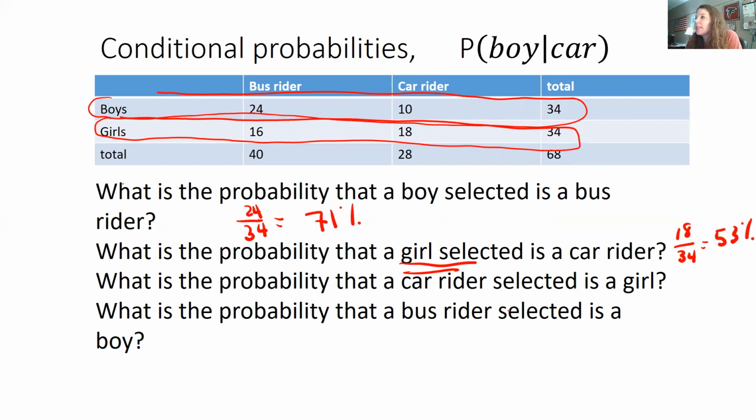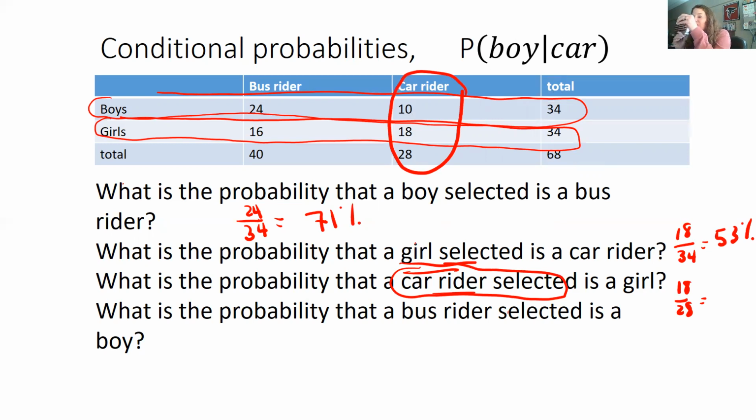What is the probability that a car rider selected is a girl? So we're only talking about car riders this time. Only car riders, so we're only talking about 28 people. Of those 28 people, how many are girls? So there's 18 out of 28. Look, those criteria are the same, but it depends on out of what category.